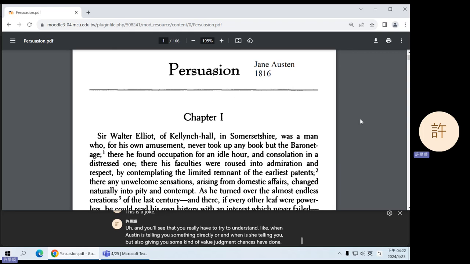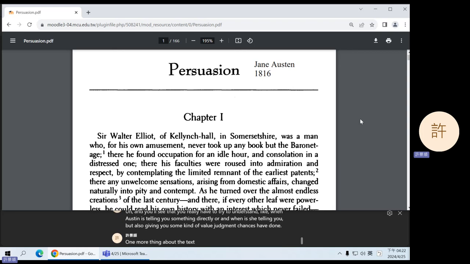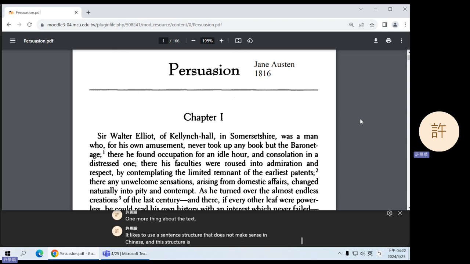One more thing about the text. It likes to use a sentence structure that does not make sense in Chinese, and this structure is comparing two very different things. In English, there's a saying, you can't compare apples with oranges. Unfortunately, that's exactly what Jane Austen does. We'll see an example of that on the first page as well.